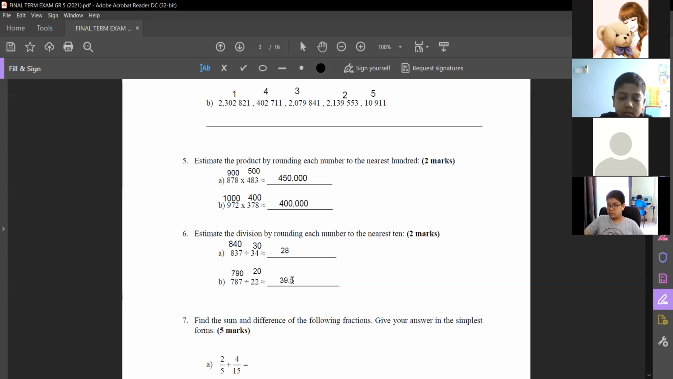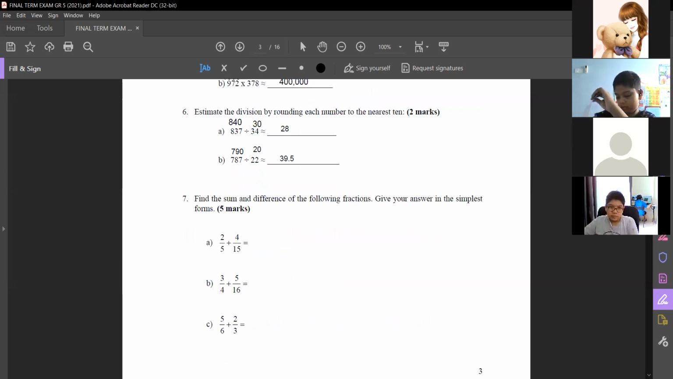Some few of you gave me 40. Why 40? Did your teacher ask you to round off the answers again to the nearest whole number? Did I ask? No. Teacher, but you did say round off each number. No. But I already explained during revision time. Rounding off is only for the questions. It's not for the answers. Understand? Only for this type of questions. Understand or not?